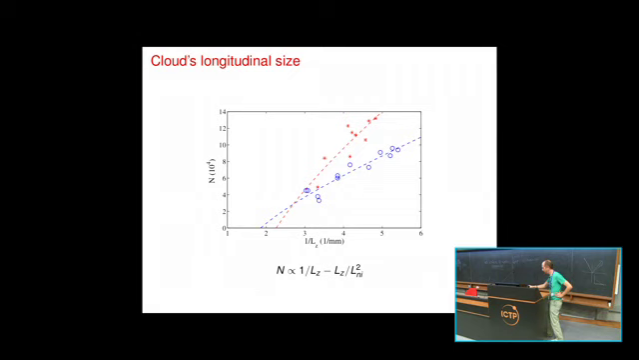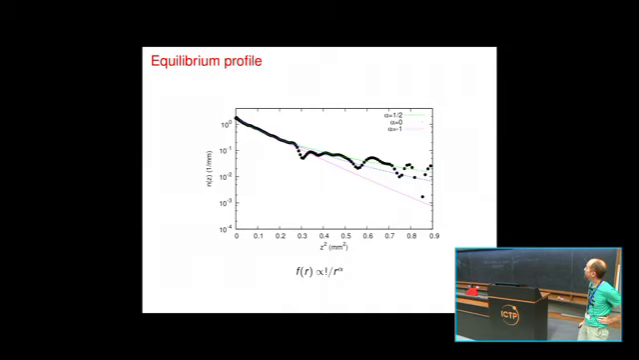Another measurement it's possible to do in the experiment is the equilibrium profile. So this is the measured equilibrium profile in the experiment, and this is a fit for the equilibrium distribution corresponding to different power-law interactions. And for gravity, of course, alpha is zero. We see here that minus one is clearly excluded, and between alpha equal to zero, which is absolute gravity, and alpha equal to 1/2, alpha equal to zero is slightly better, but alpha equal to 1/2 is also compatible.